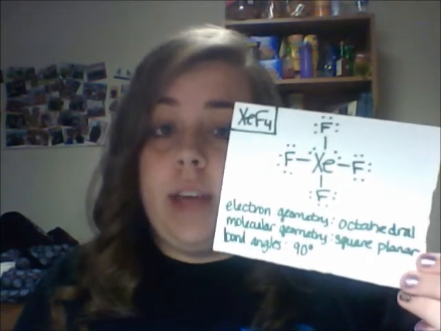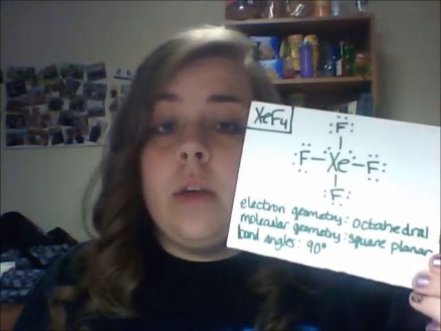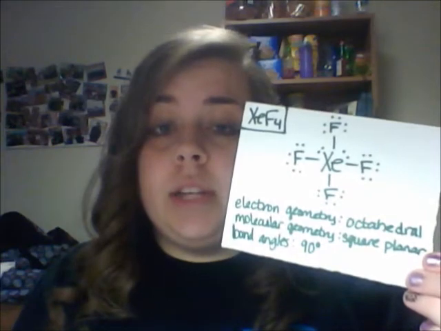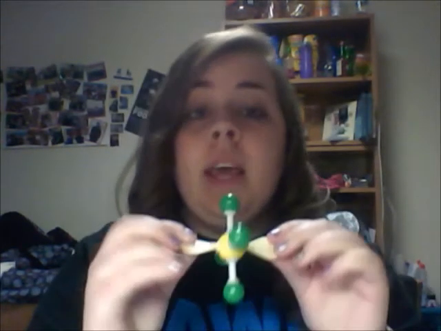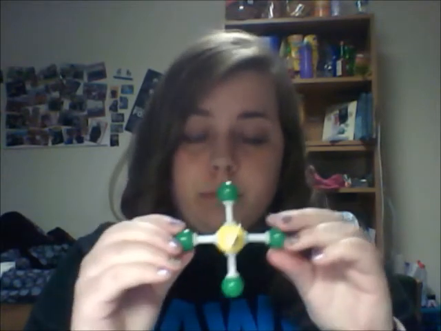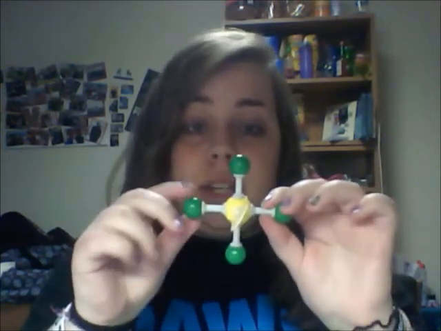Finally, we have xenon tetrafluoride, or XeF4. The electron geometry is octahedral, but the molecular geometry is square planar, with bond angles of 90 degrees. If you look at the model, there are 4 bonding pairs and 2 lone pairs. It looks like a square, and each of the angles is 90 degrees, making it square planar.